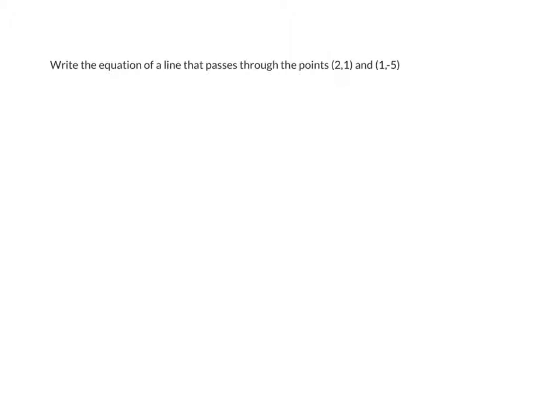Alrighty. Write the equation of a line that passes through the points (2, 1) and (1, -5). Well, how the heck am I going to do that? I don't have a slope, and I don't have a y-intercept. This is ridiculous. I don't have a slope, which is my m, and I don't even have a y-intercept, which is b. I feel like I have nothing. Ooh, but maybe I have something.